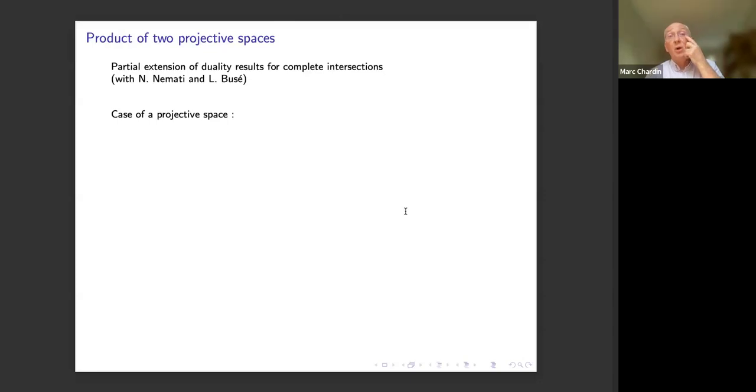This comes from joint work with Navid Nemati first, and we also worked on it with Laurent Busé, and it's a Gauss-related thing. Okay, so let me first recall what happens in one projective space.